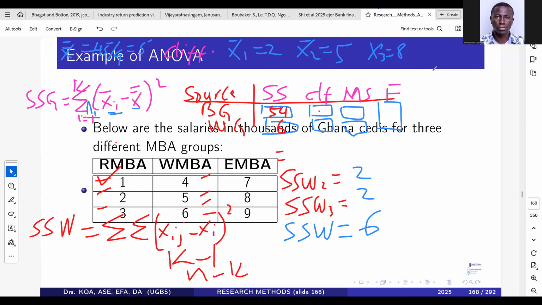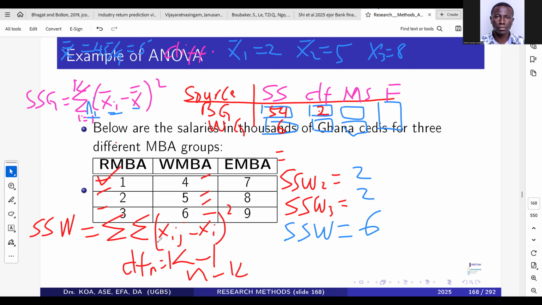Number of groups. So what is the value of k in this example? And therefore, what is the degrees of freedom for this numerator? So 3 minus 1. And what is that? 2. So therefore, the degrees of freedom here is 2 for the first numerator.